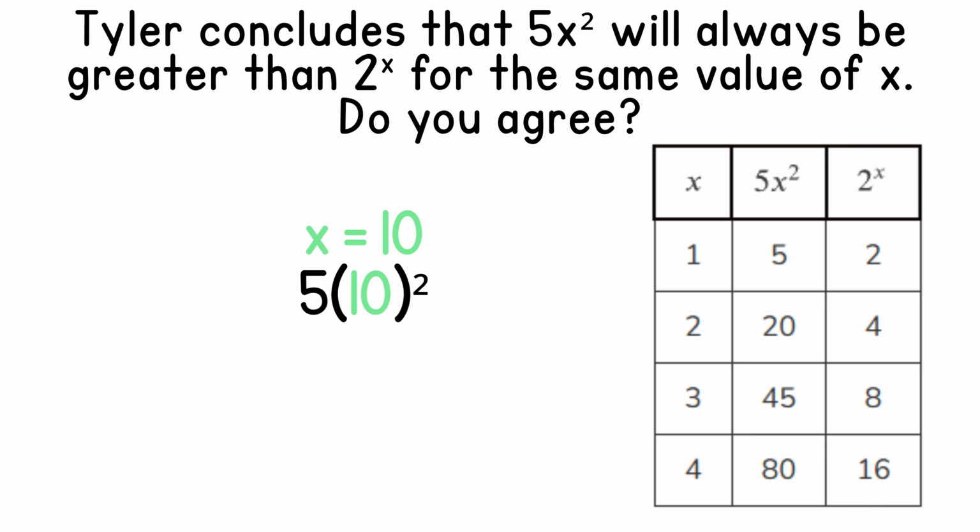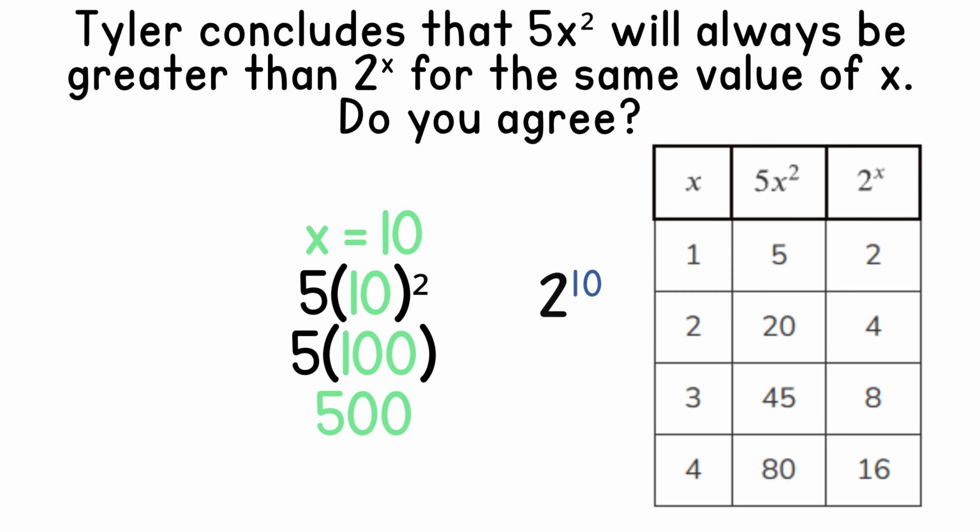We'll replace x with 10 in 5x squared, and 10 squared gives us 100, and multiplying that by the 5 gives us a value of 500. Now let's look at 2 to the x power. We'll replace x with 10, and 2 to the 10th power will give us 1024. So this is actually higher now than the quadratic. So all exponential functions will eventually be higher than the quadratic.